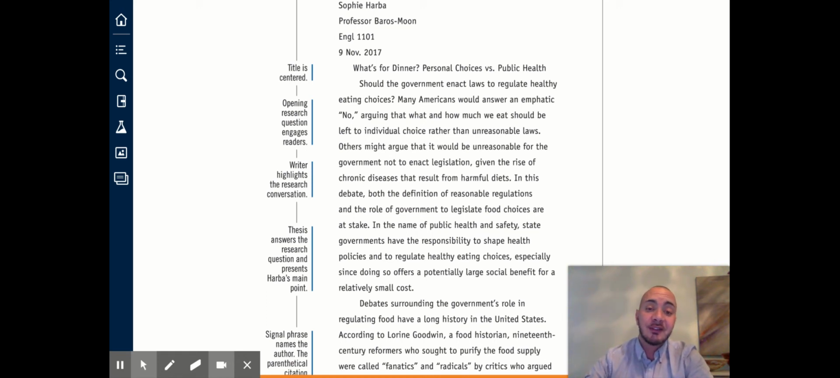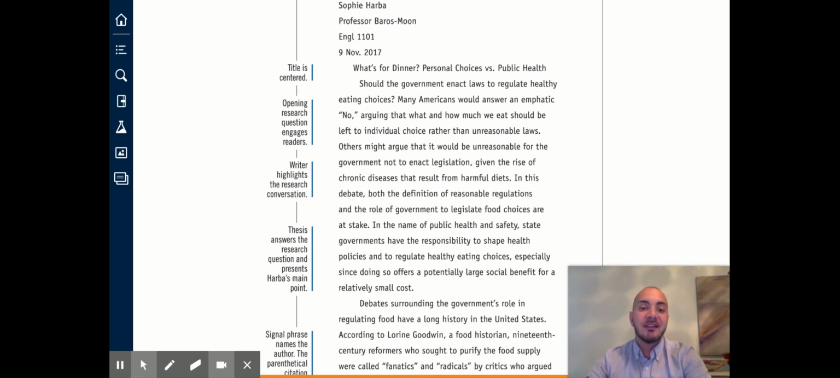There are a lot of things that this sample essay is doing well, and I want to just point to them. First, it begins with a hook. The hook is a question. Should the government enact laws to regulate healthy eating choices? I don't think it's the most engaging hook in the world, but it's effective enough that it grabs the reader in. From there, the writer establishes some background information by highlighting some of the different opinions or different positions on this issue. And then finally, she arrives at her thesis statement, which appears in the last line here.